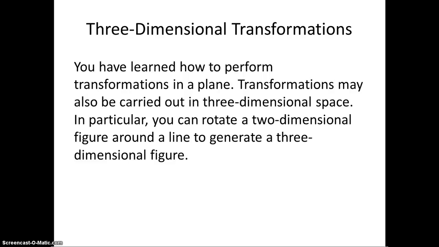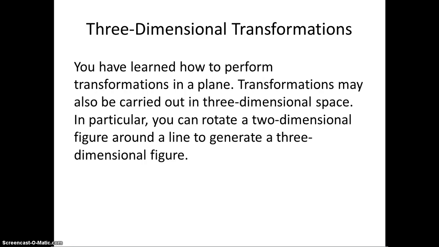Alright, so on to three-dimensional transformations. You've learned how to perform transformations in a plane, like rotations, glide reflections, translations, and other reflections of that sort. But up to this point, we've only talked about transformations in a plane or on a coordinate axis. But transformations can also be carried out in three-dimensional space. For example, let's say you had a can. You could easily take that can, rotate it 90 degrees in some way, and you've essentially formed a transformation of that three-dimensional figure.